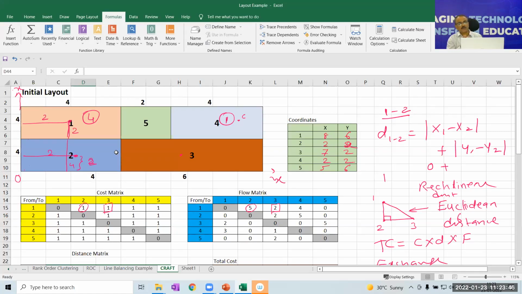For each interchange, you have to find the total cost, and whichever interchange will give you the lowest cost, that will become the new layout. And for the new layout, you again have to try the exchanges. In this way, this is an iterative process.